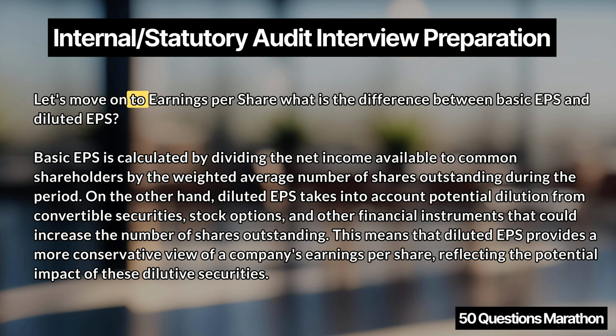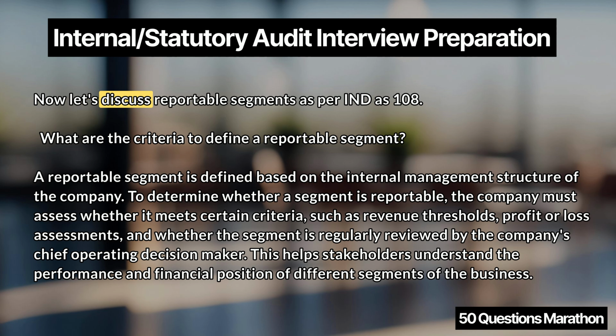Let's move on to earnings per share. What is the difference between basic EPS and diluted EPS? Basic EPS is calculated by dividing the net income available to common shareholders by the weighted average number of shares outstanding during the period. On the other hand, diluted EPS takes into account potential dilution from convertible securities, stock options, and other financial instruments that could increase the number of shares outstanding. This means that diluted EPS provides a more conservative view of a company's earnings per share, reflecting the potential impact of these dilutive securities.